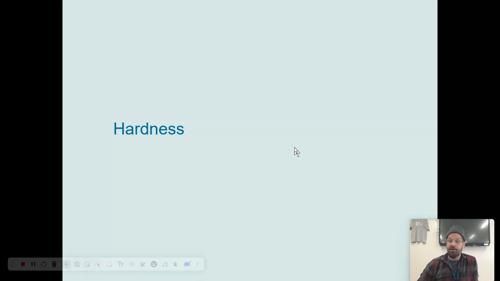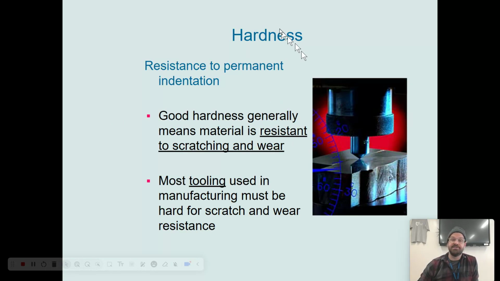Scientists also do a bunch of hardness tests, right? So hardness, again, this whole thing is talking about different properties of materials. Strength, hardness, and we're going to talk about how those change with temperature in the next presentation. But hardness is simply how resistant a material is to permanent indentation. That's what hardness means, okay?